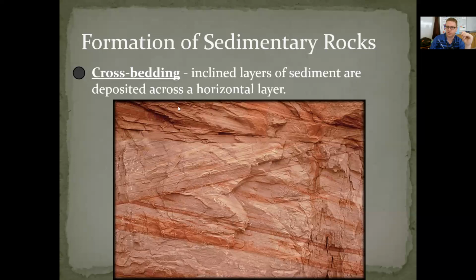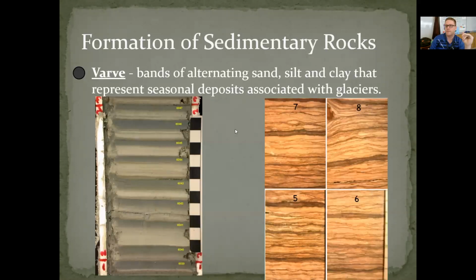Lastly, the last one is more seasonal. It's called varve. And varve is where you have bands of alternating sand, silt, and clay. So different grain sizes of material that represent seasonal deposits, generally associated with glaciers. During winter months, glaciers move forward, and as they retreat during the summer months, they will deposit different types of material, different size types of material also. So that's sand, silts, clays, and even larger material too. So varve is like these alternating layers of light colored and dark colored material, frequently sand, silt, clay.